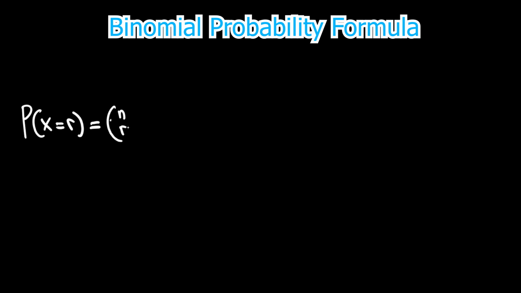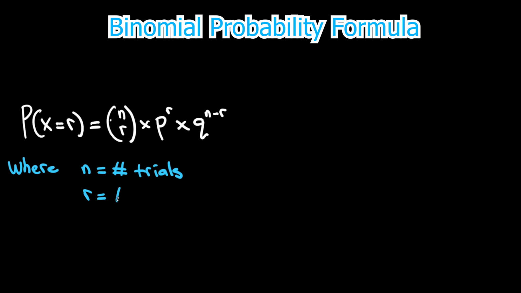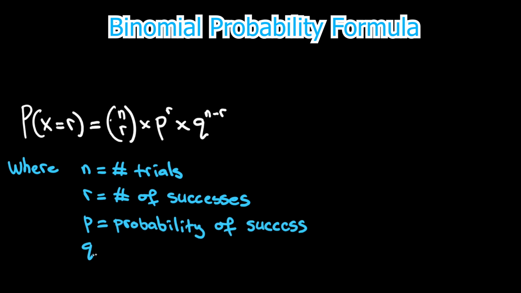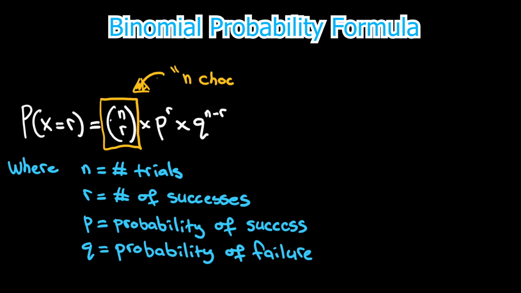Looking at the binomial probability formula, we get this weird looking expression where n is the number of trials, r is the number of successful outcomes, p is the probability of success, and q is the probability of failure. I just want to hone in on this n choose r.